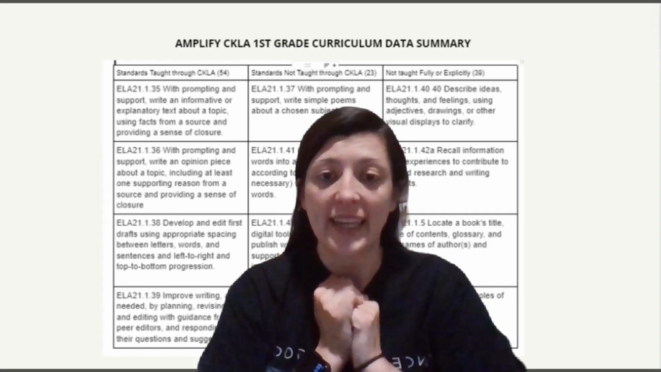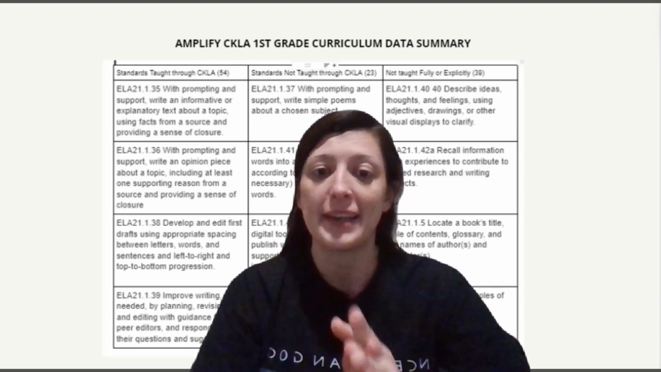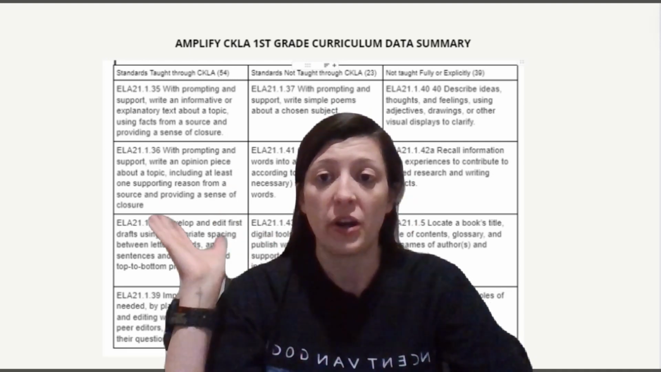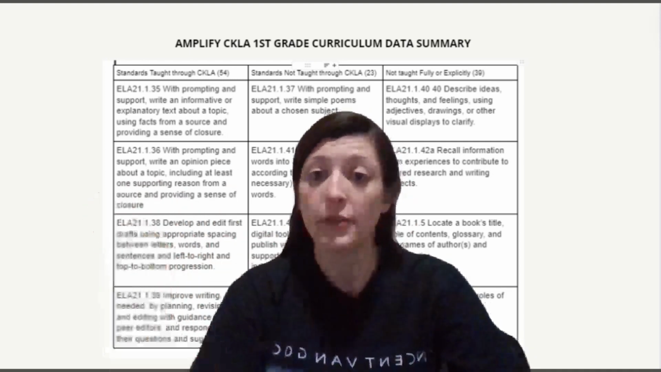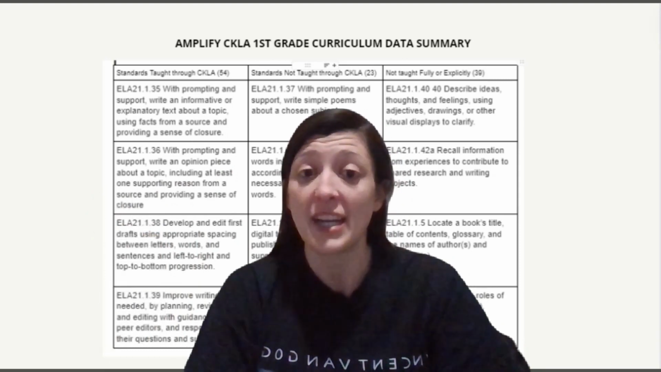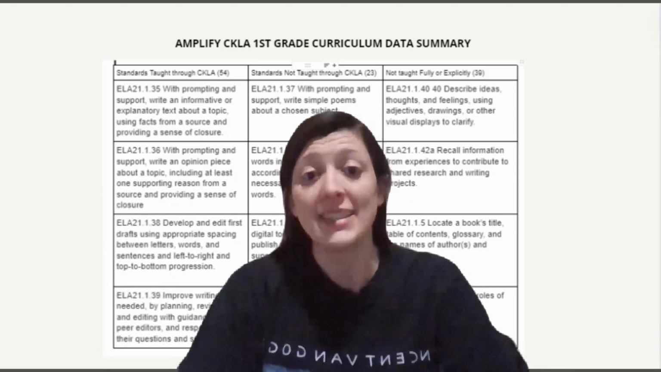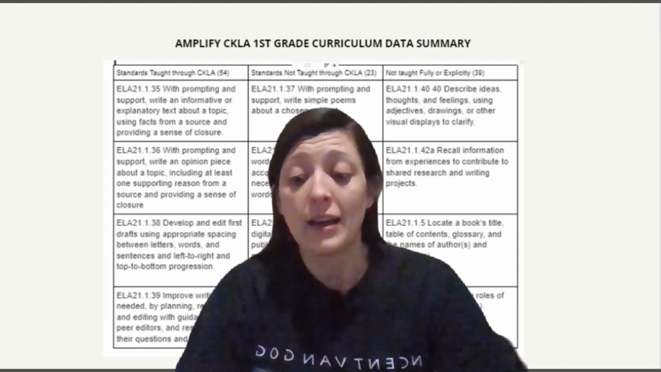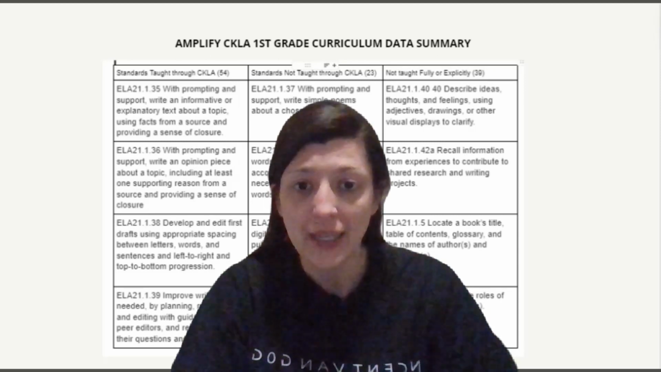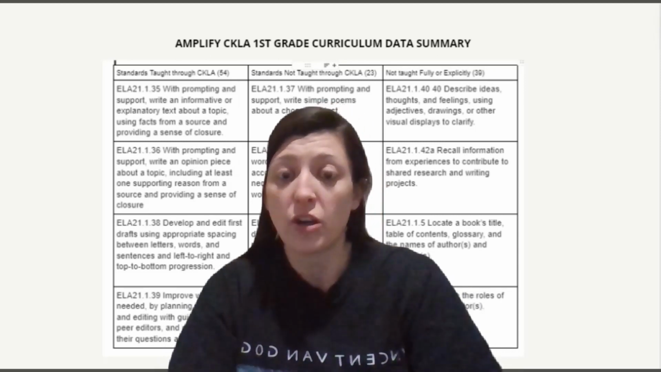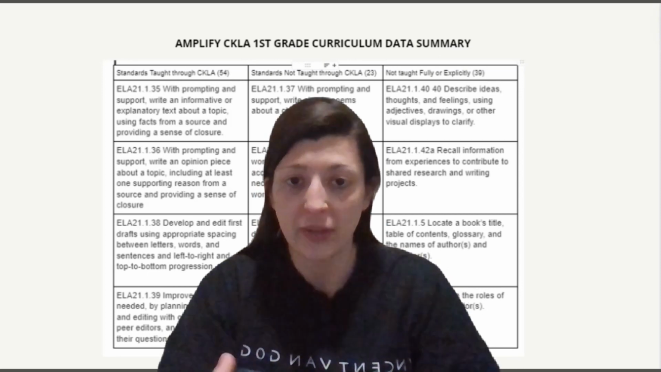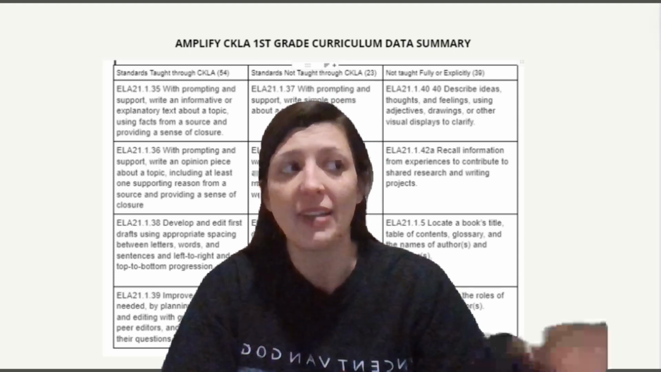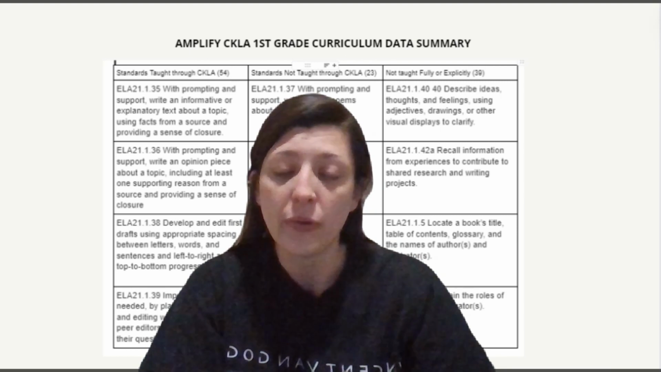When looking at the ELA standards for first grade and CKLA's implementation of those standards, I found that there were 54 standards that were taught through CKLA, 23 standards not taught at all, and 39 standards that were not fully or explicitly taught. As first grade is a year for learning how to read and learning different letter sounds, letter combinations, things like that, it's very important for the curriculum, especially in kindergarten and first grade, those foundational years, to encompass all of the standards that they're expected to know.